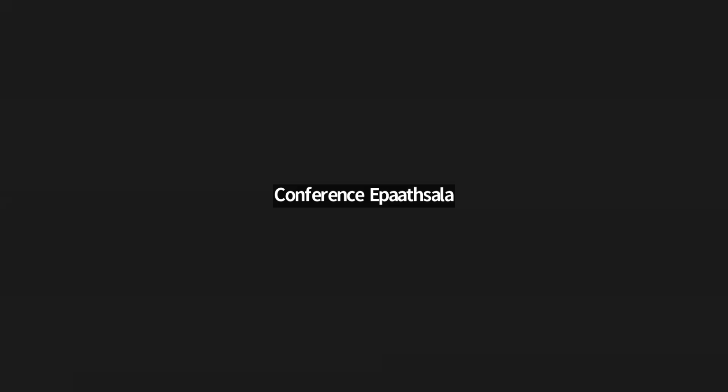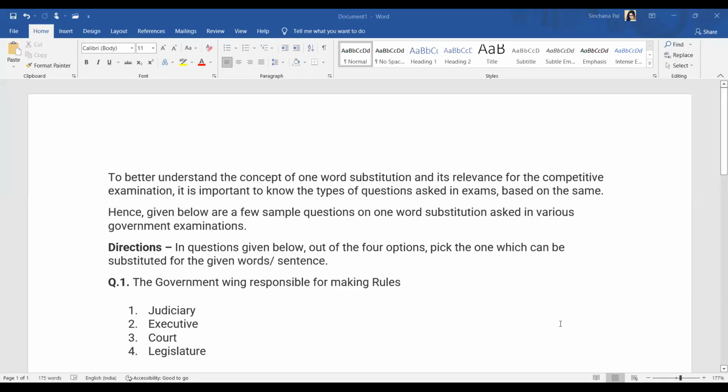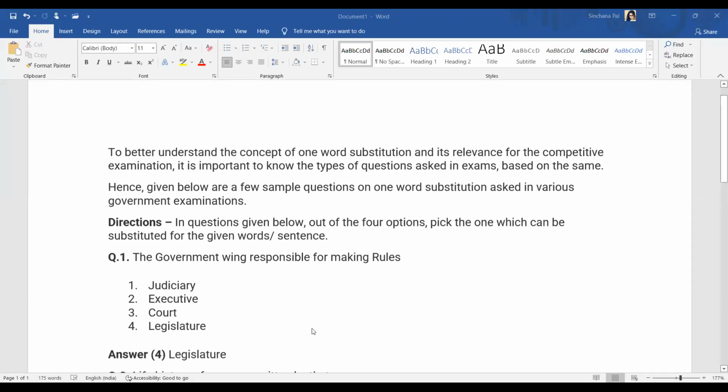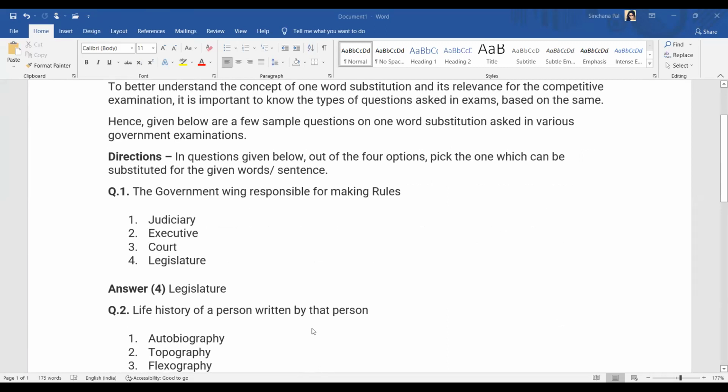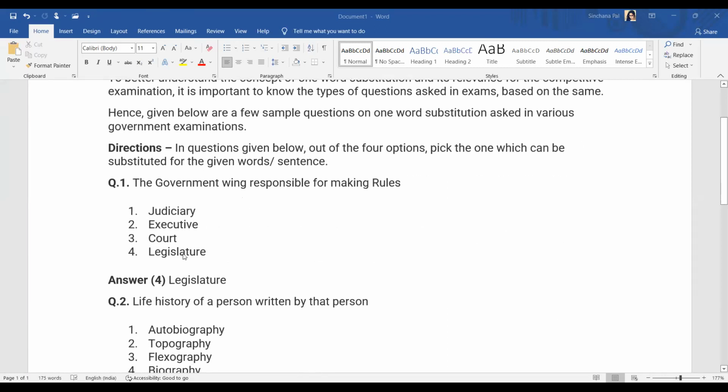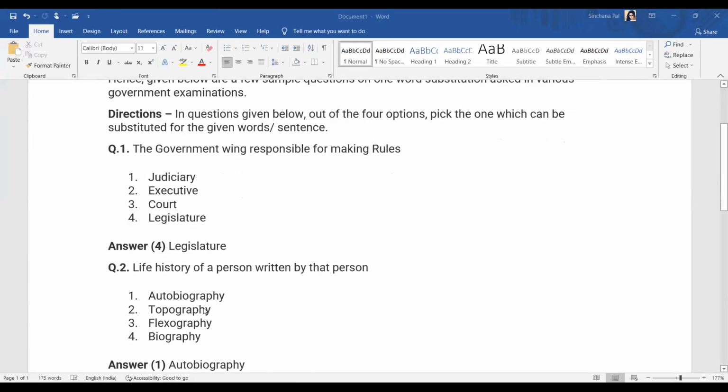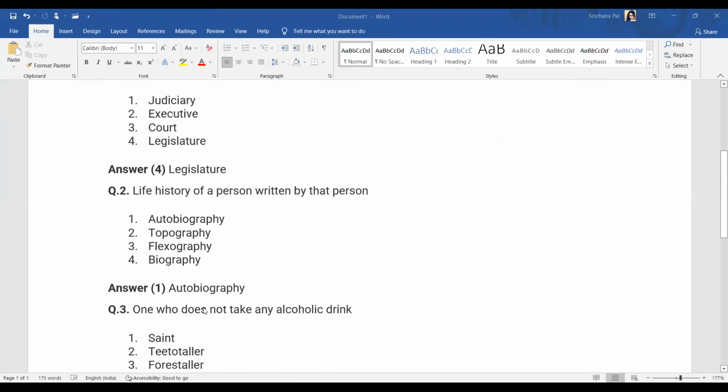Now let's see some sample questions. So we have given you some sample questions. The government being responsible for making rules is called legislature. Life history of a person written by that person. There are four options: autobiography, topography, flexography, biography. So it is autobiography.